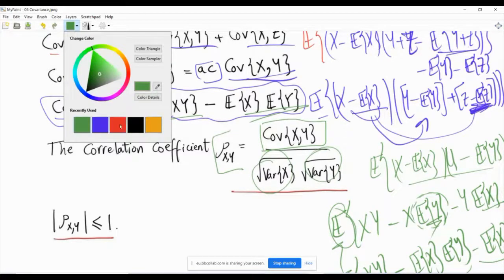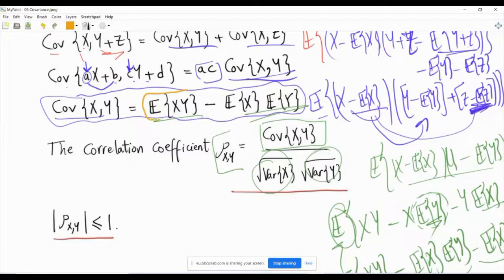Note that the expectation of xy without subtracting the first moments is called the correlation between x and y. So if I tell you to compute the correlation between x and y, I mean the expectation of x times y without subtracting the first moments. For covariance, you need to subtract them. The correlation coefficient is obtained by taking the covariance and dividing it by the square root of variance x and the square root of variance y.